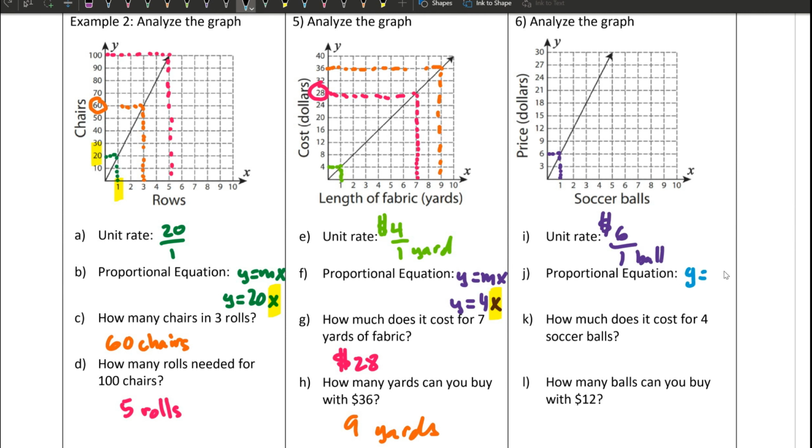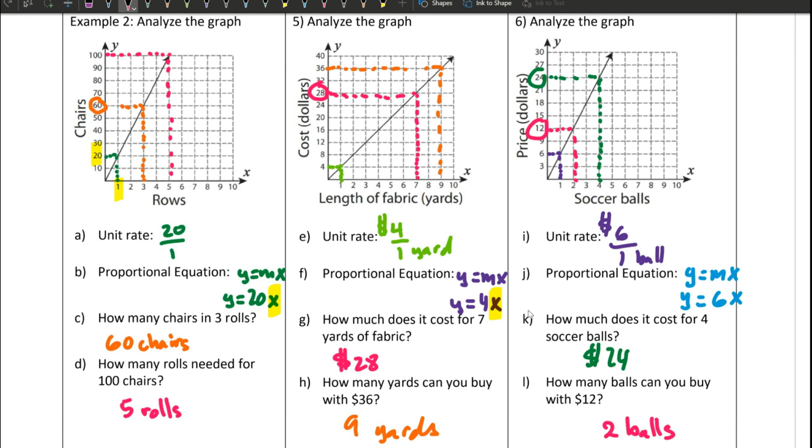So y equal to mx. M in this case is 6, so y equal to 6x. How much does it cost for 4 soccer balls? 4 soccer balls will cost $24. How many balls can you buy with $12? So $12 right here, you can buy 2 balls. $6 for 1 ball, so $12 will be 2 balls.